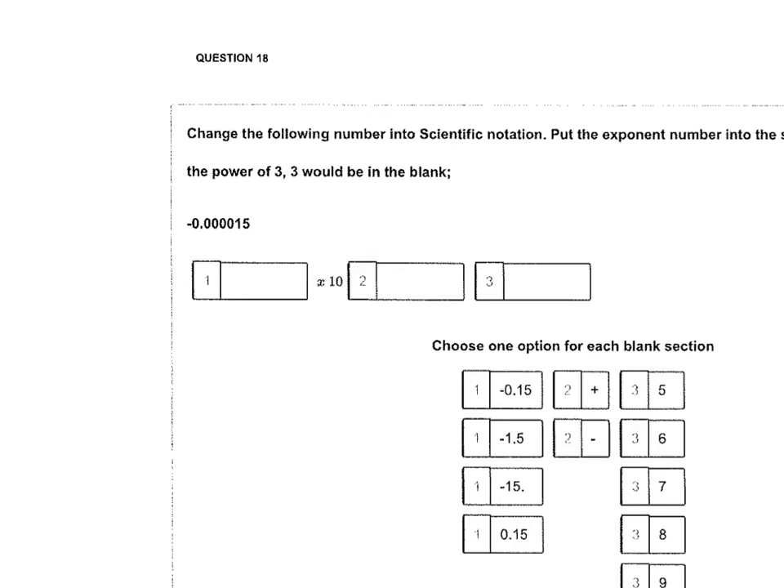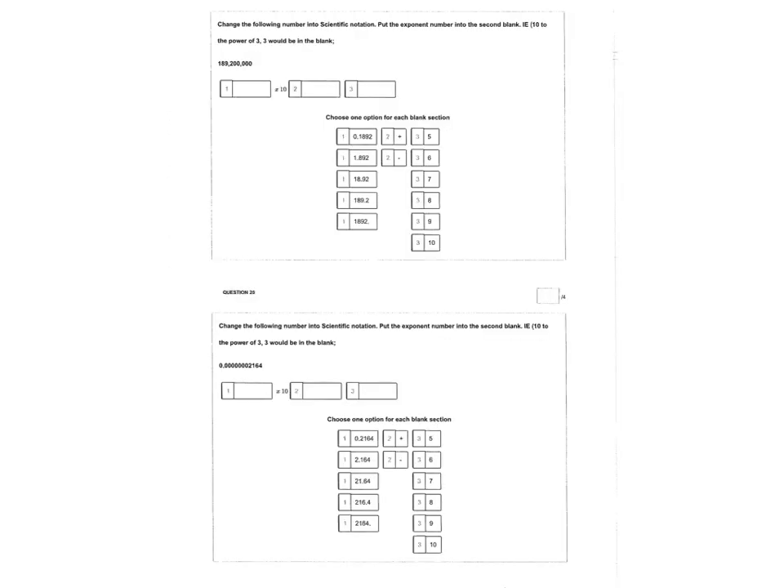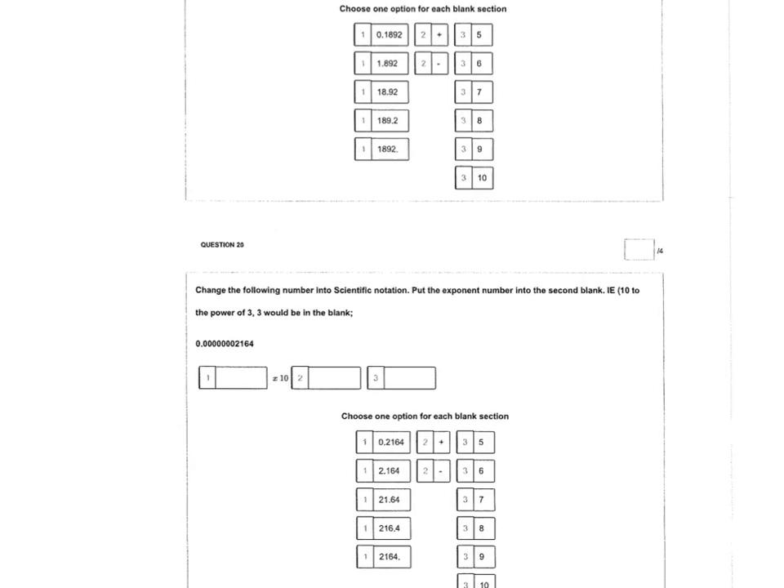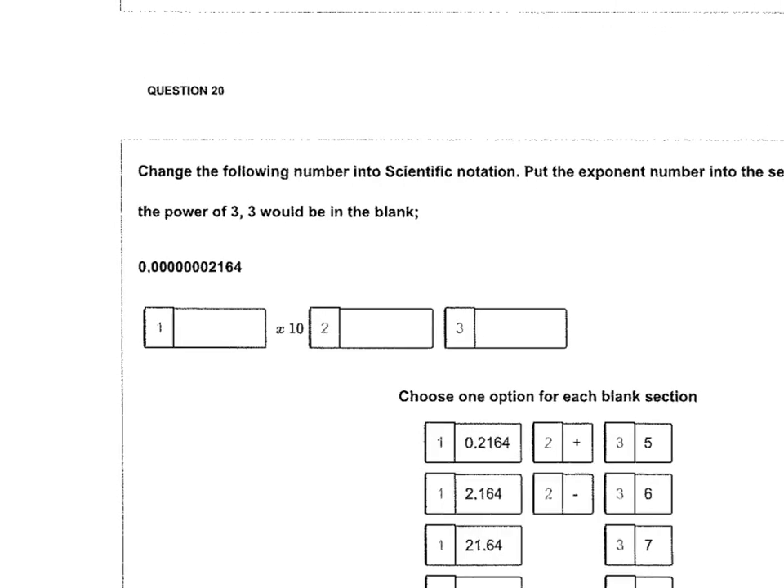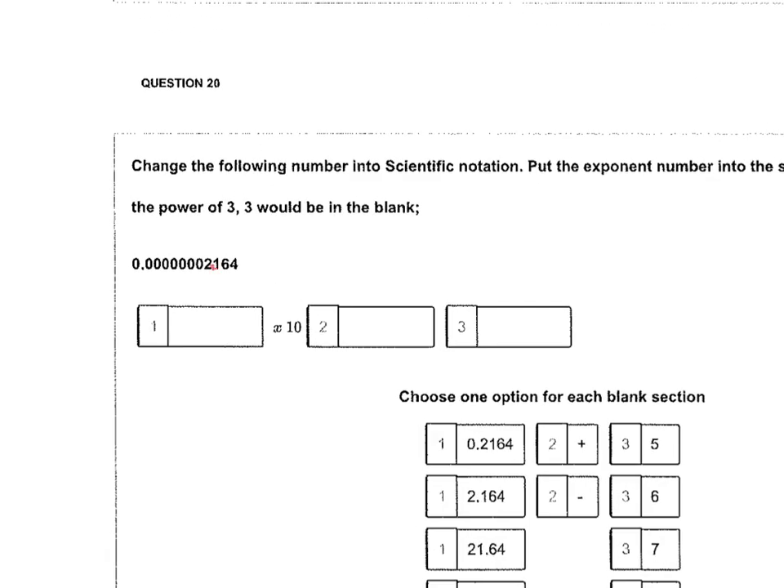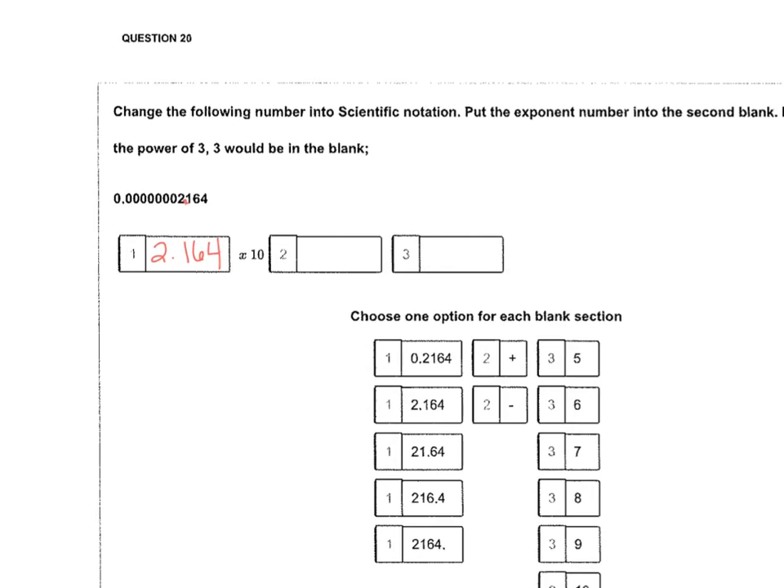Same thing like on the last one. Decimal goes here. It's a negative decimal. And since we're counting to the left, however many places you count, it's a negative exponent. Those are pretty self-explanatory. On number 20, your decimal goes here. You are going to write the whole decimal in that box, or choose the whole decimal.